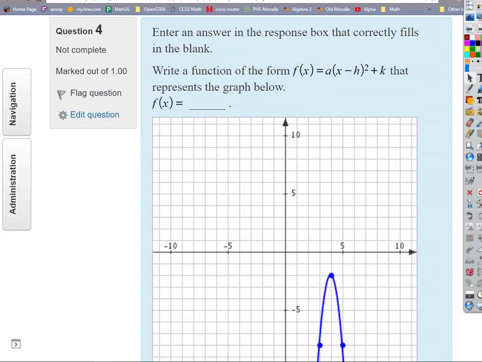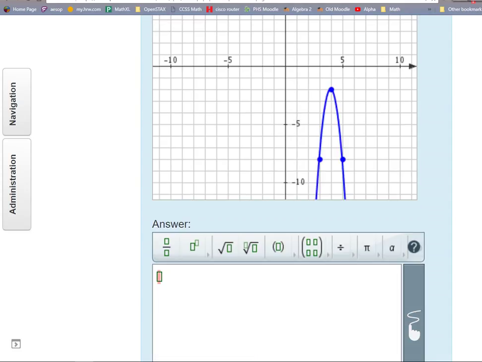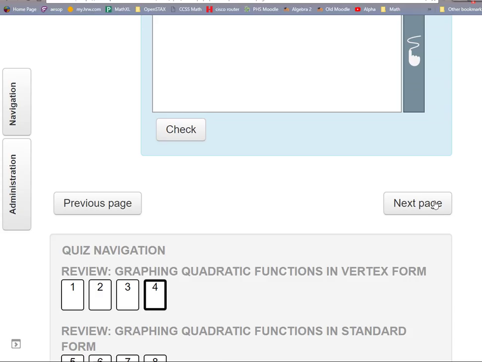What are we going to get for our answer? We had to write this out. We're going to get -6 times (x minus 4) squared minus 2. Yeah. Okay. So we got that. Okay, what about standard form?